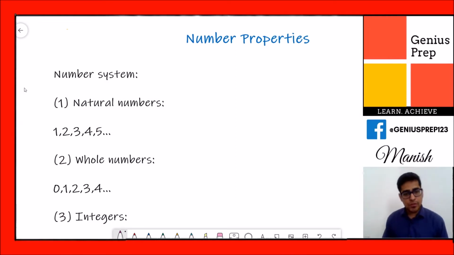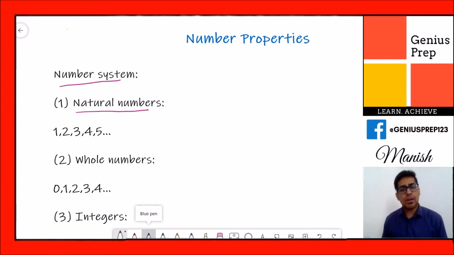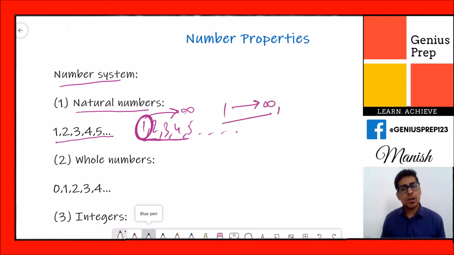Okay, so first of all, let's start with the number system. Whenever I ask you to start counting, or you ask someone to start counting, everybody starts with 1 2 3 4 5. So every time we start with the number 1. All the numbers from 1 to infinity are called natural numbers because they come naturally. This is one of the simplest ways to learn why we call them natural numbers: whenever you start counting, it comes naturally. So you can say all the numbers from 1 to infinity are natural numbers.